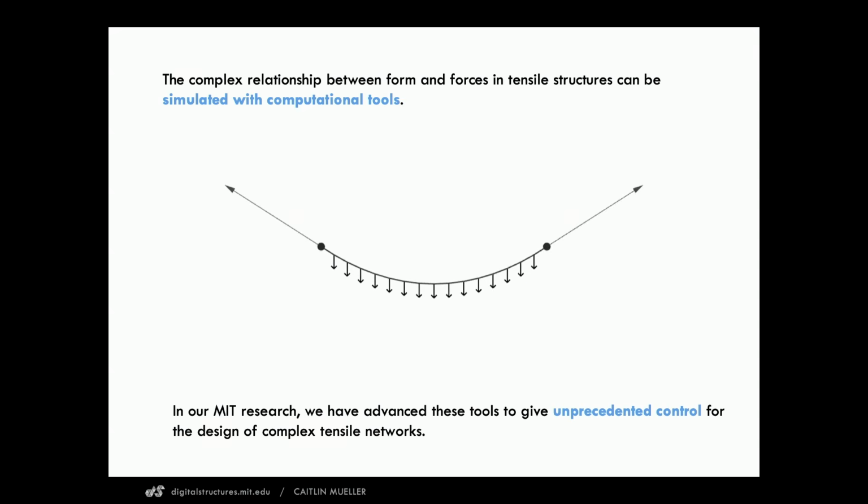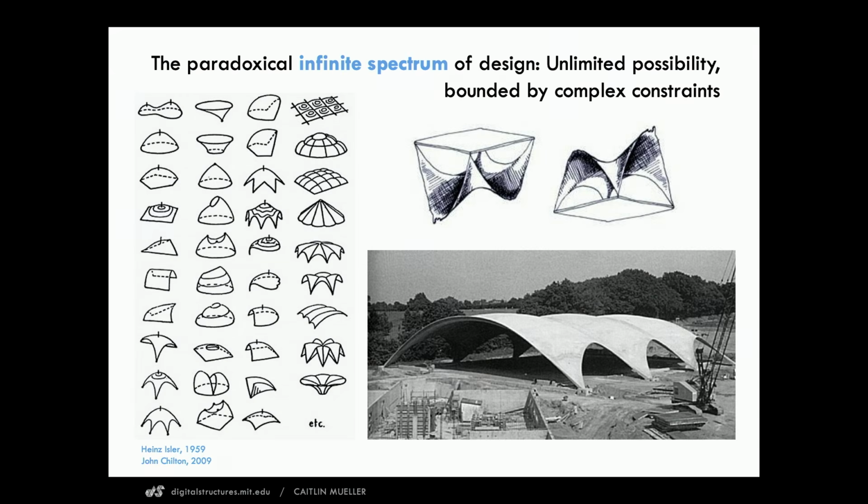But this is not straightforward. For several decades now, architects have been fascinated with these really efficient forms, and yet they are also constrained by what's possible. There's this infinite spectrum of possible high-performing shapes. This is from Heinz Isler, and yet not every shape that you can imagine is high-performing. So how do we navigate this paradox?